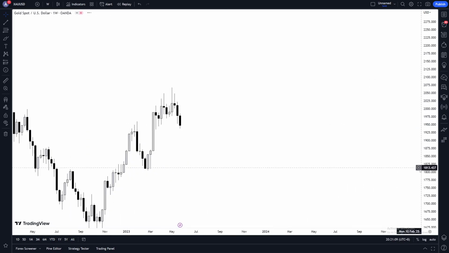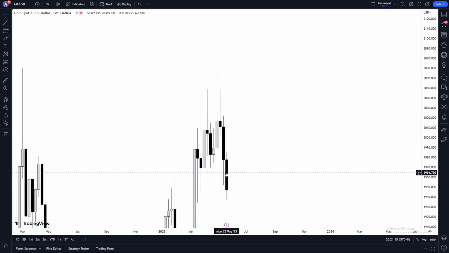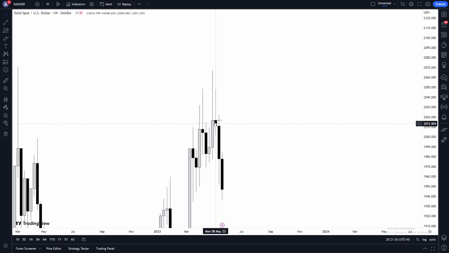But what happened was very simple. Three weeks ago, this is last week, this is the week prior, and this is three weeks ago, we had ourselves this resistance, and two weeks ago, this was last week, and this was the week before that. We had that weekly reject weekly.